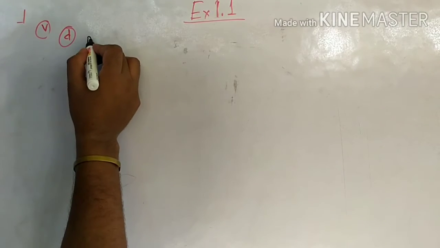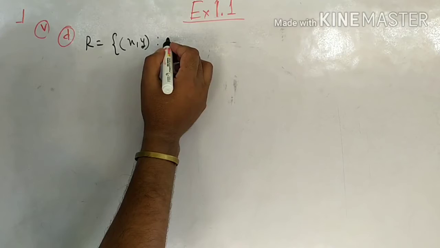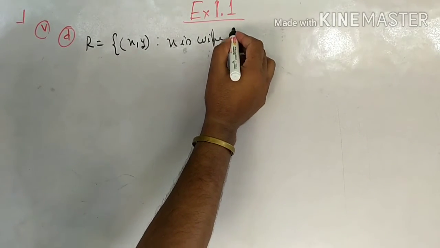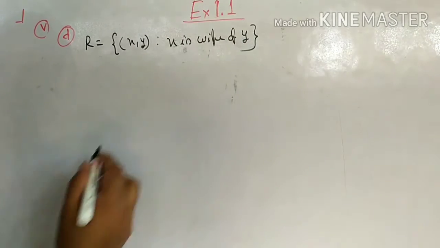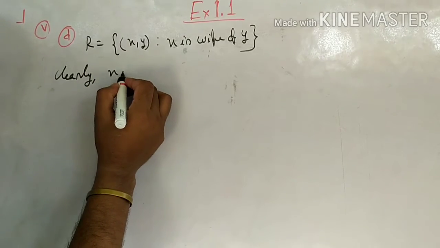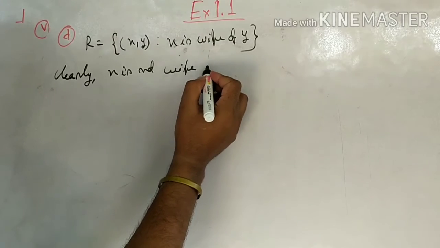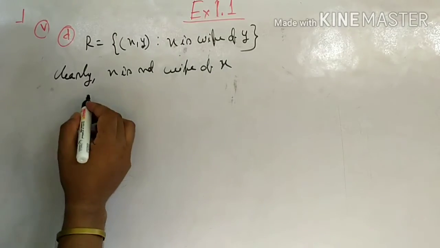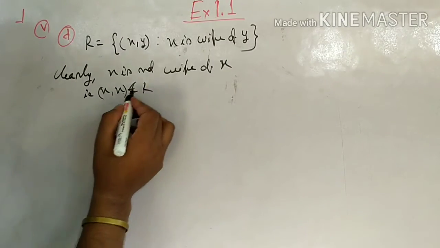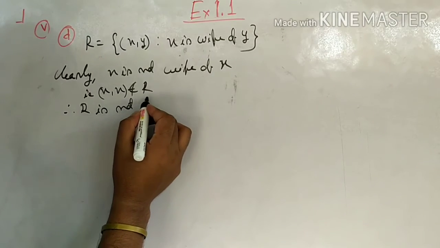Now D number question is R equal to (x, y) such that x is wife of y. Clearly x is not wife of x. Therefore (x, x) does not belong to R. Therefore R is not reflexive.